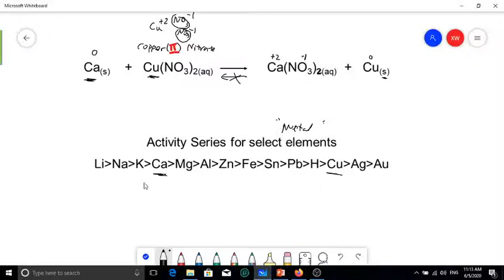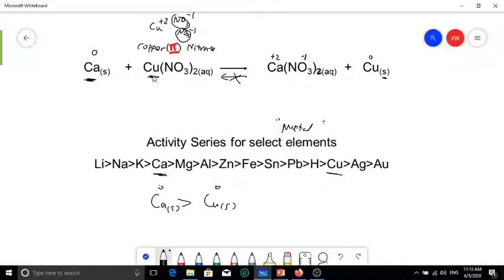Now, what I really want to clarify to you is that when we say the activities or relative activity between elements, we really mean the neutral element, zero charge, is more active than copper as a neutral element with zero charge. The reason I want to address this is that sometimes it's confusing.